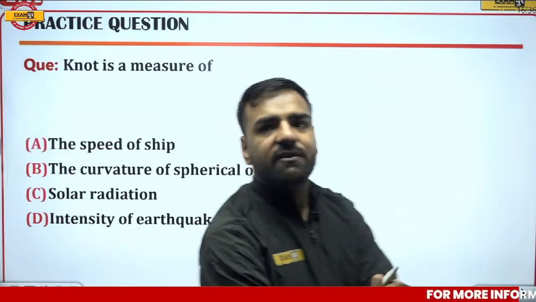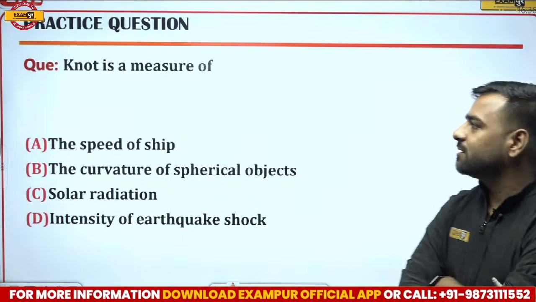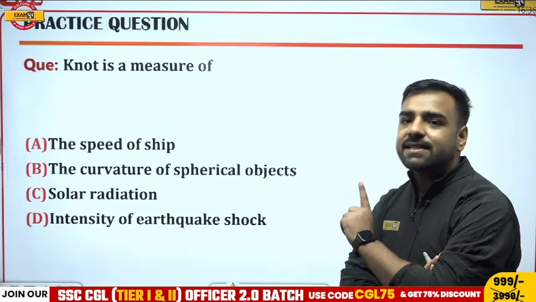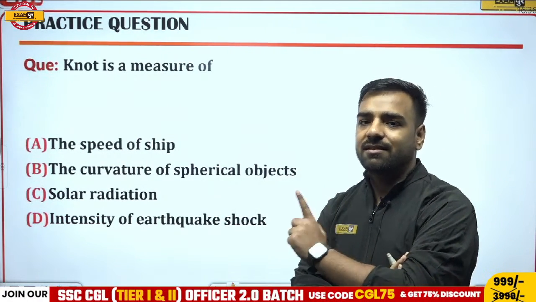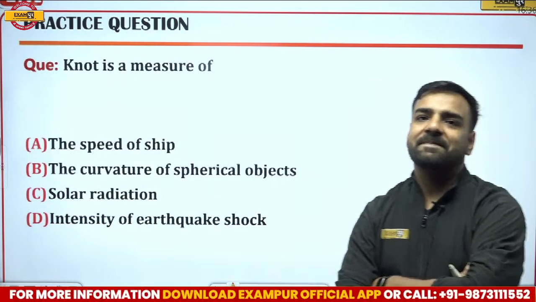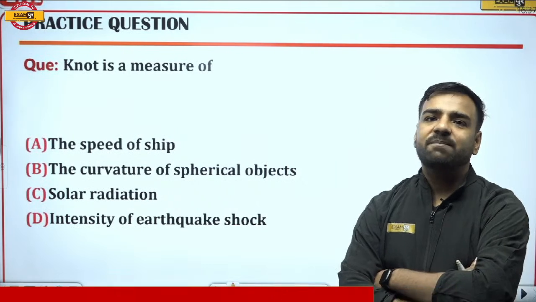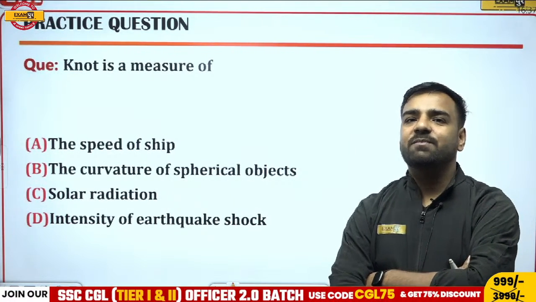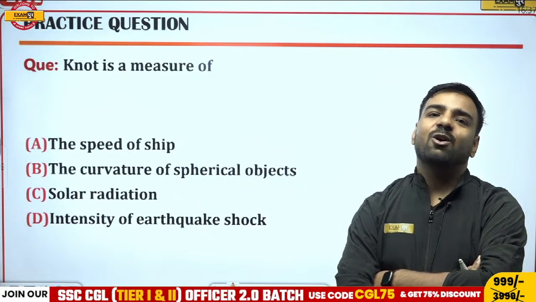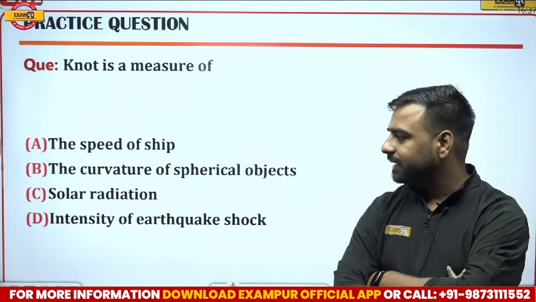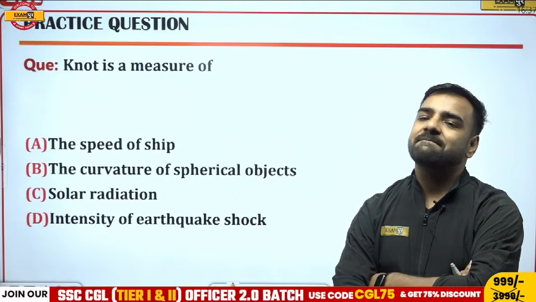All these questions are very, very important. So I'm waiting for the answer. And yes, again I'll say, all these questions are from the previous SSC CGL examinations. So answer please. Knot is a measurement of what? Is it the speed of ship? Is it the curvature of spherical objects? Is it solar radiation? Or is it the intensity of the earthquake shock? What can be the correct answer?